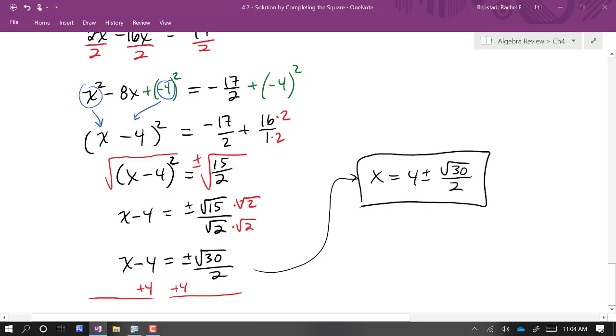And we can leave it like that. Sometimes people want to express it as a single fraction. So if you do that, then we get a common denominator of 2. And then we'd have 8 plus or minus the square root of 30 all divided by 2. And either is fine.